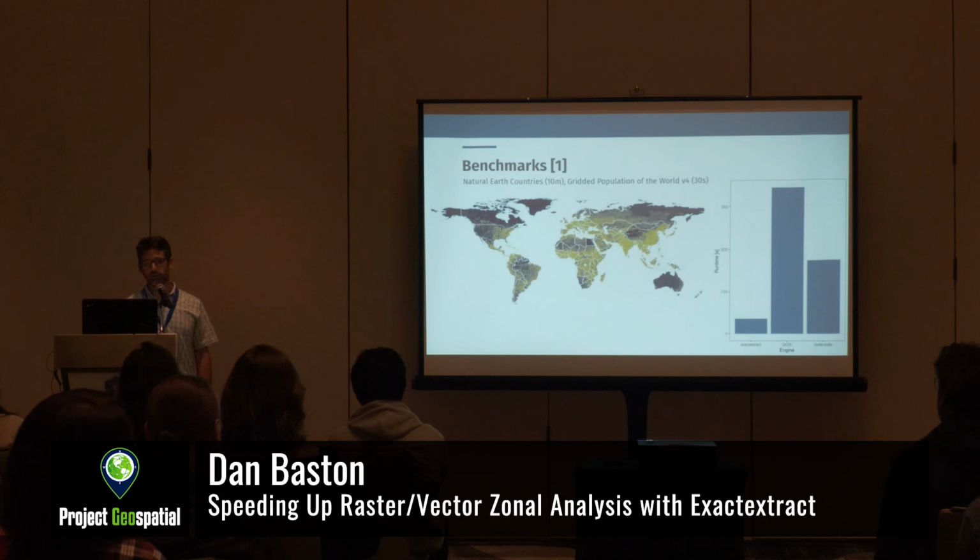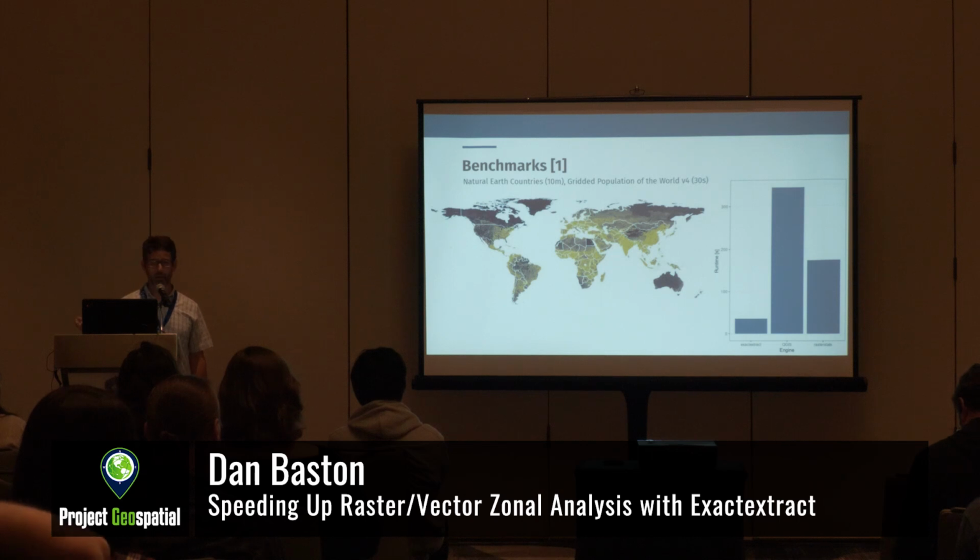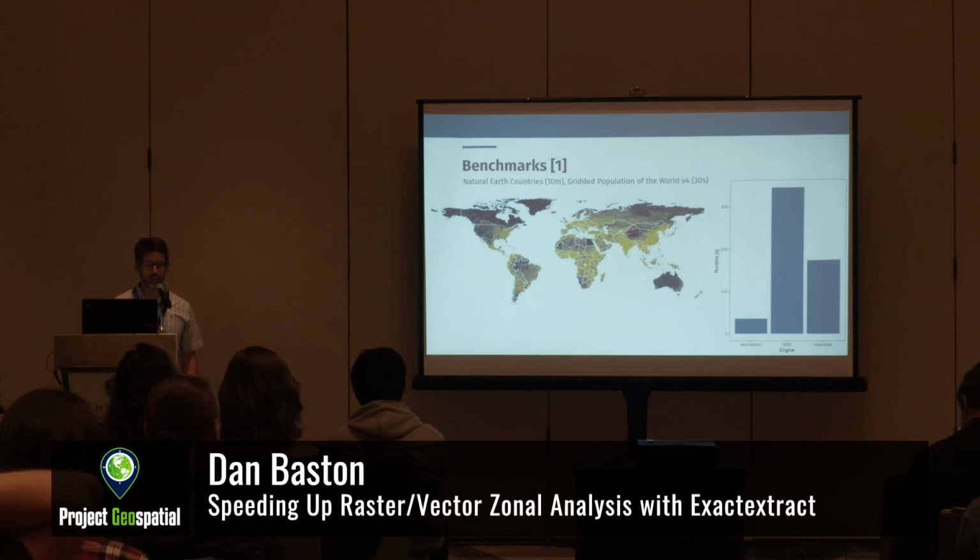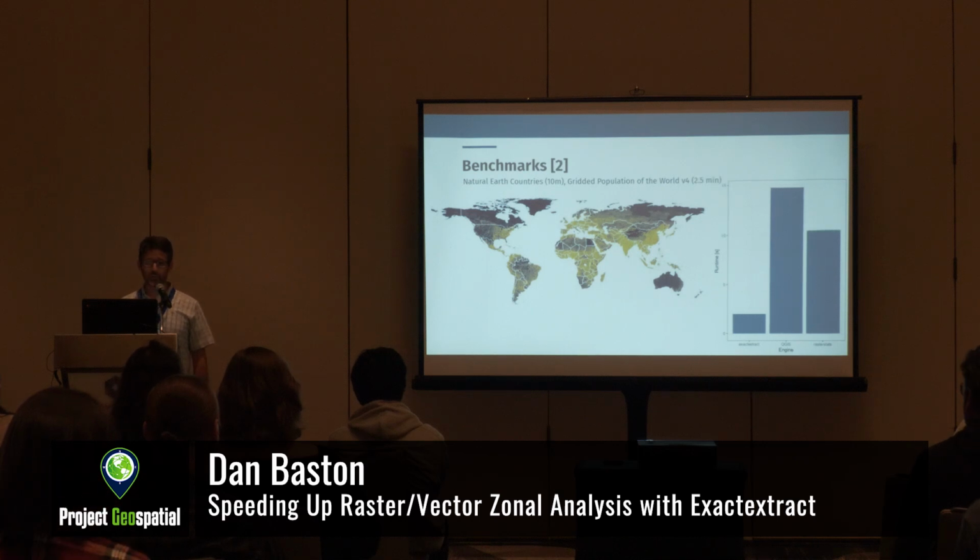This is Natural Earth country boundaries at their highest level of detail, with the Gridded Population of the World dataset at 30 seconds, and on the right, I'm comparing the runtime between exactextract, QGIS, and the Python rasterstats module. In this case, it makes quite a big difference while also giving a more precise result. If we drop the resolution of that population grid, we see the same general pattern, but some slight differences. This is why I can't say it's X% faster, because it really depends.